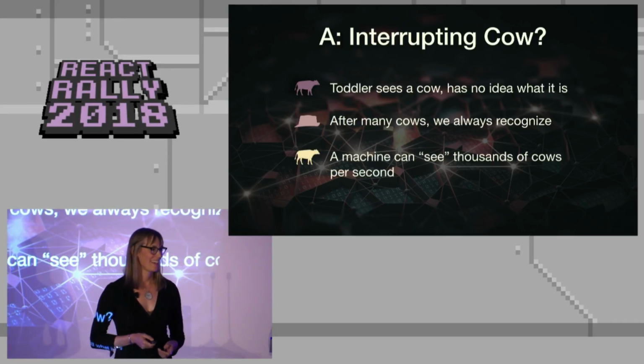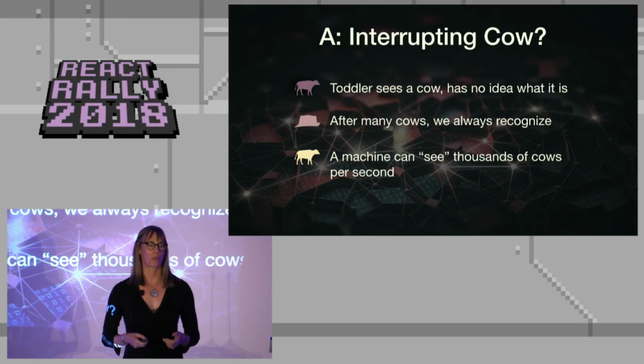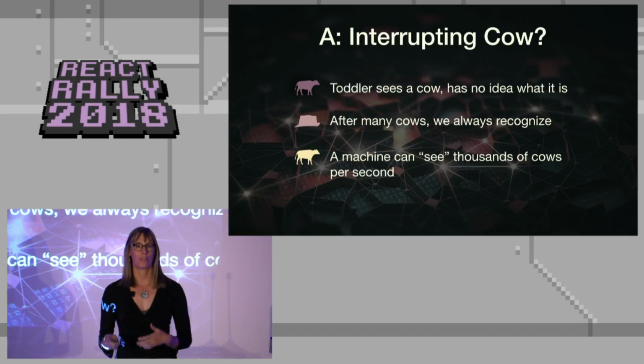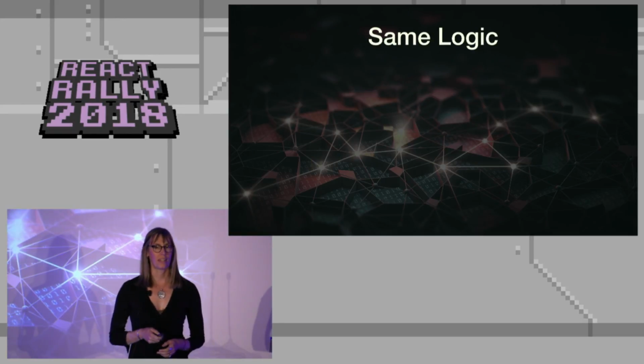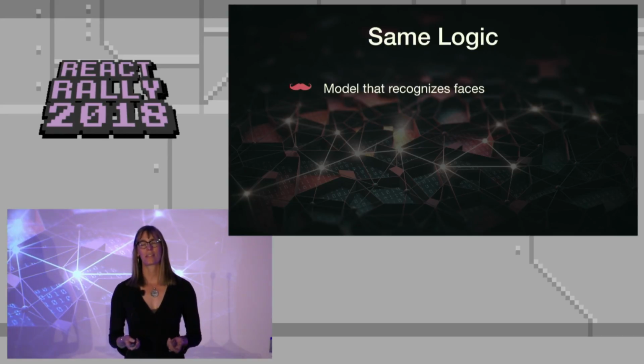Cow situations. So a machine can just see thousands of cows per second. So you can kind of train that very quickly. And this very same logic applies with a model that would recognize faces.